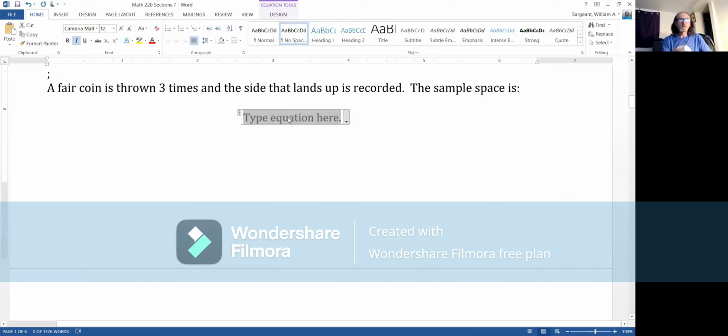Throw a coin that is a fair coin 3 times. We're going to list what the sample space is. Because there's a first, second, and third throw, we should be expressing these as ordered triples.